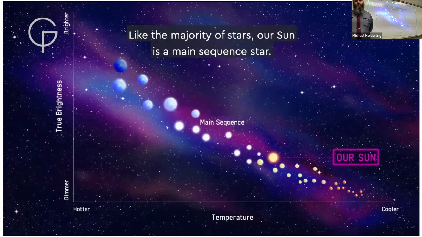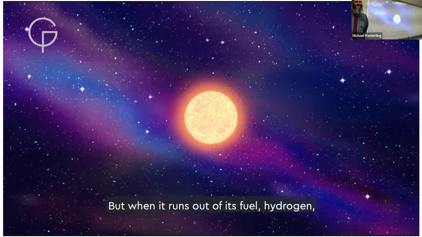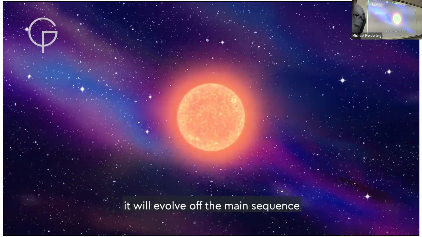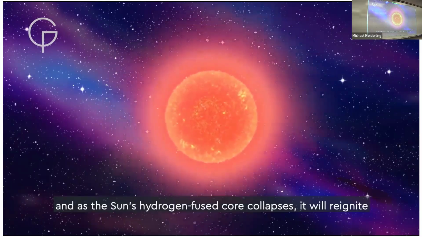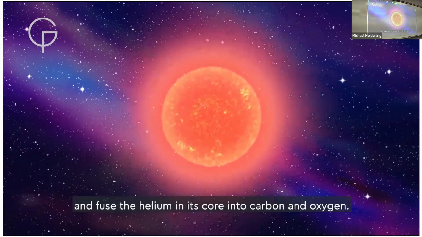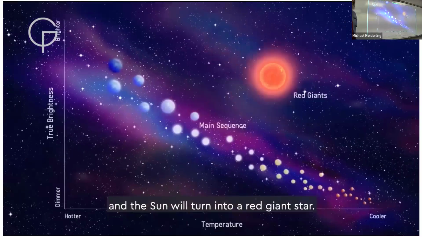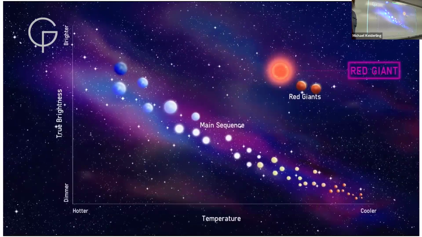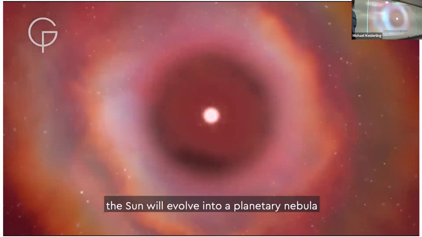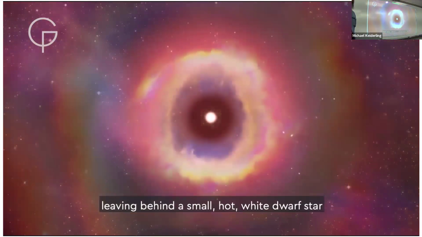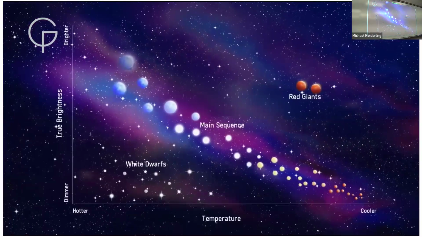Like the majority of stars, our Sun is a main sequence star. This is about the middle. But when it runs out of its fuel, hydrogen, it will evolve off the main sequence, and as the Sun's hydrogen-fused core collapses, it will reignite and fuse the helium in its core into carbon and oxygen. Its surface will expand and get cooler, and the Sun will turn into a red giant star. As the helium in the core is exhausted, the Sun will evolve into a planetary nebula, blowing off its outer layers, leaving behind a small, hot, white dwarf star that is rich in carbon and oxygen.